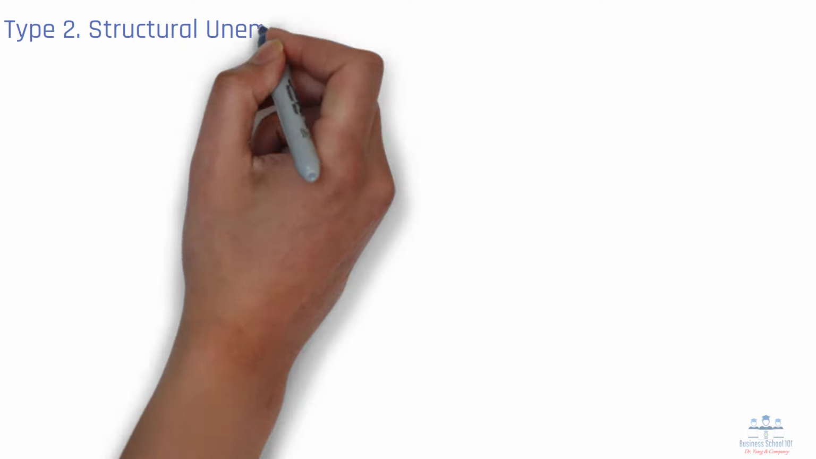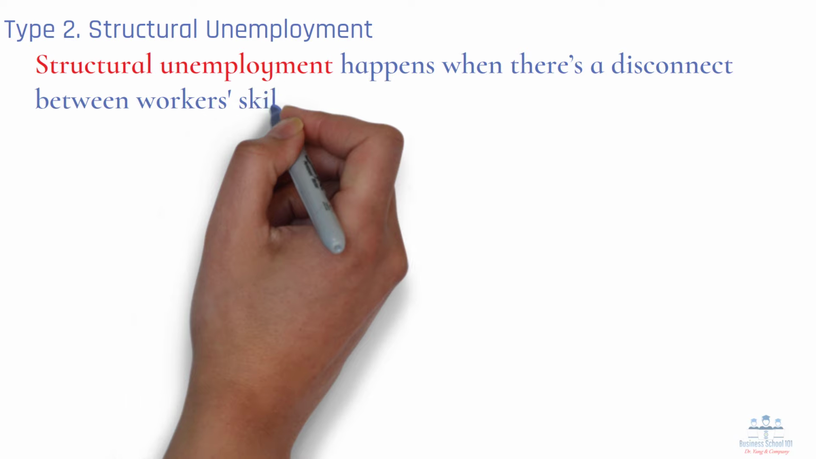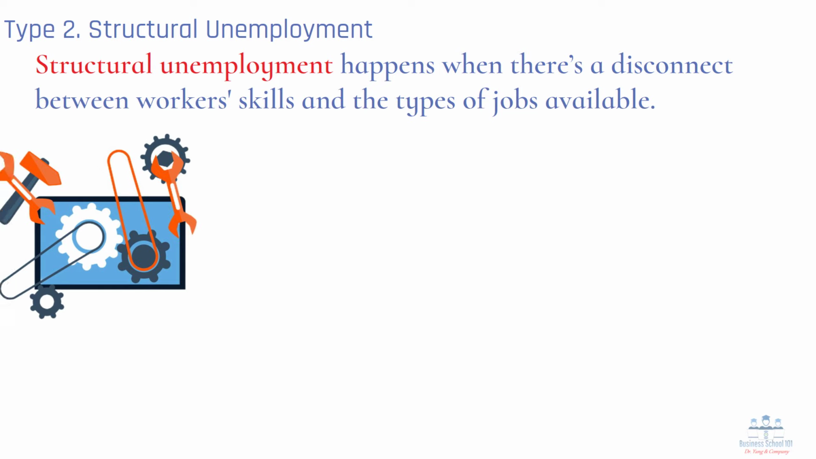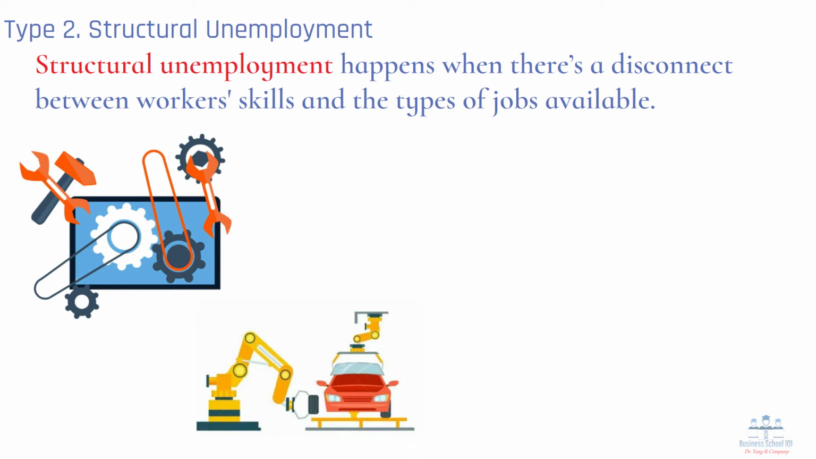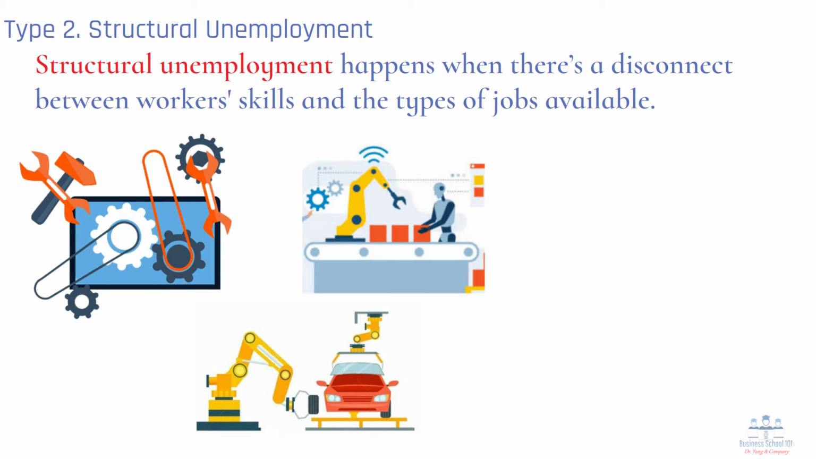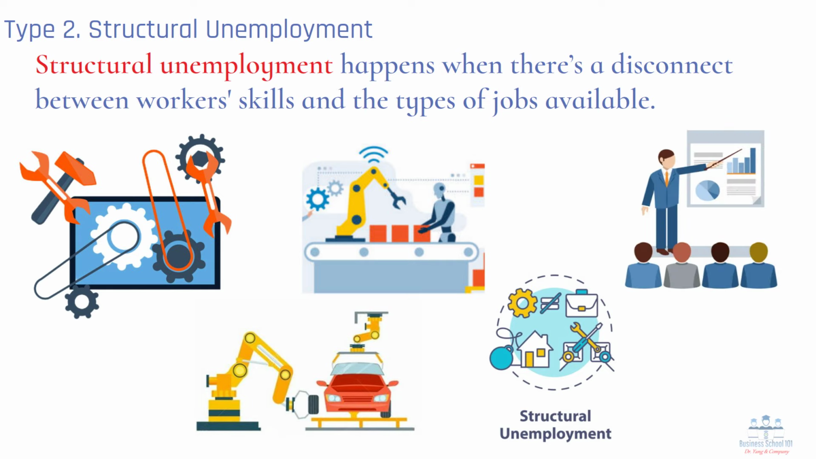Type 2. Structural unemployment. Structural unemployment happens when there's a disconnect between worker skills and the types of jobs available. This often occurs when industries evolve or new technologies emerge, creating demand for skills that some workers may not possess. For instance, with the rise of automation in manufacturing, many traditional factory jobs have been replaced by roles requiring knowledge of robotics and programming. Workers without these new skills may find it challenging to secure employment, resulting in structural unemployment. This type of unemployment often requires retraining programs or educational initiatives to help workers adapt to changing job markets.